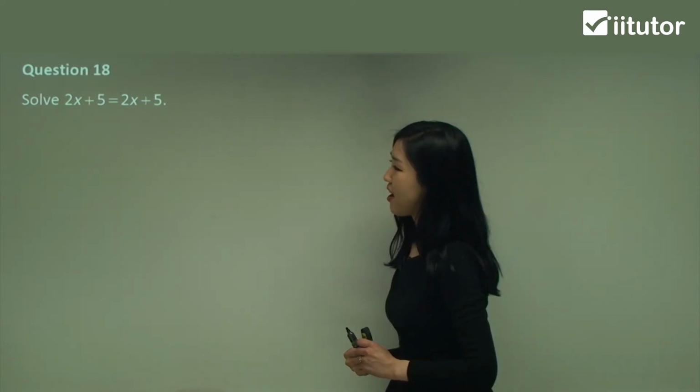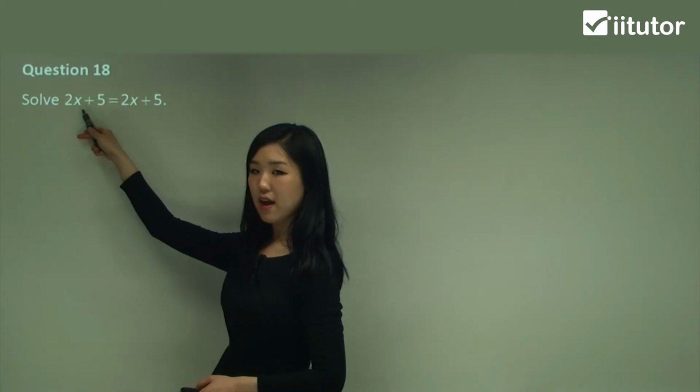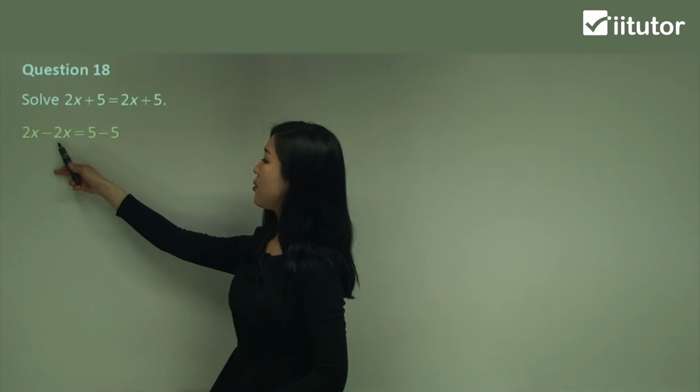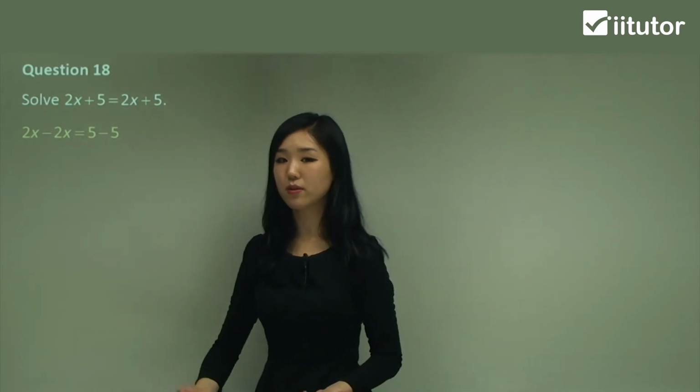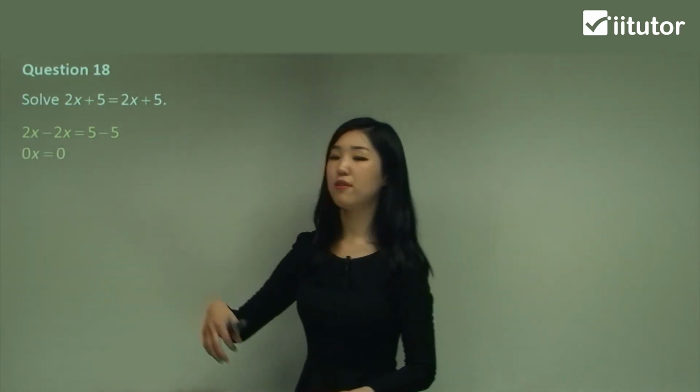Question 18. Alright, we've got another one, because I'm going to move my 2x over to this side, 5 over to the other side by switching the signs. So we have minus 2x and minus 5. Now see, guys, 2x minus 2x, that cancels away, that's 0 as well. Or we can call it 0x. And 5 minus 5 is 0.